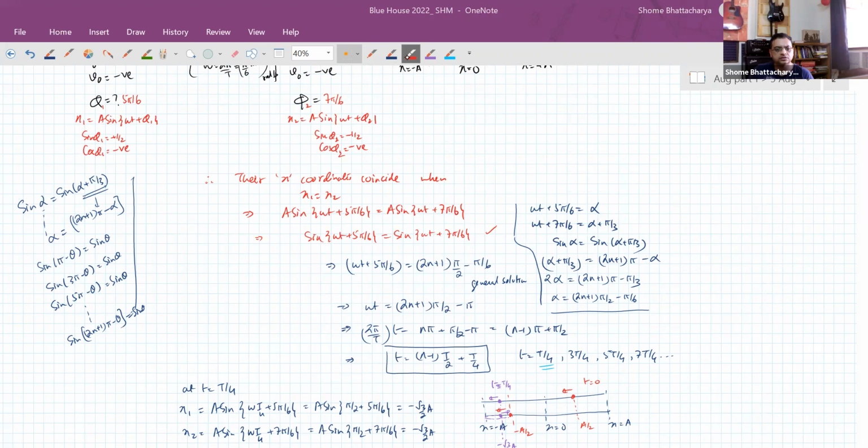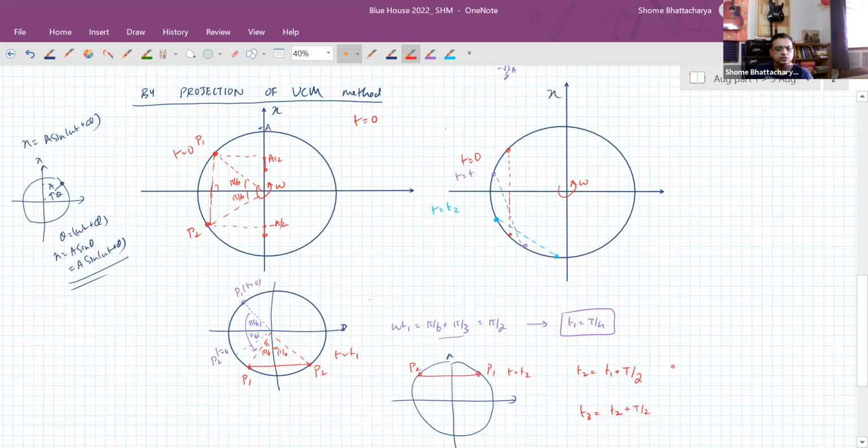Yeah, Jagannath, how we got T1 as T by 4 is because, see, this angular displacement omega T1 is pi by 2. You understood this, no? As this plus T by 2.